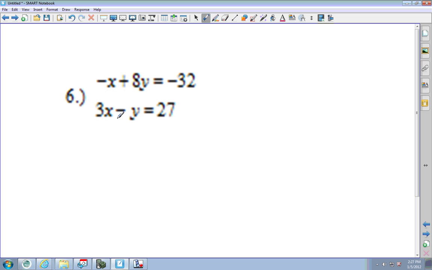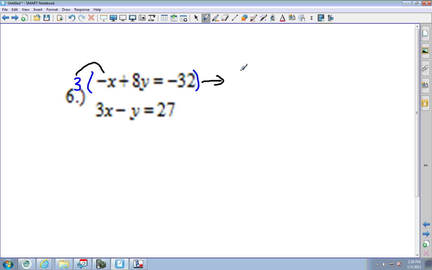What if I wanted to get rid of the y's instead? Well, this is positive, this is negative, that's good, but what number has to be the same down here? It has to be an 8, so you would multiply the bottom equation by 8. You could choose either way. I'm going to go up here. I normally tend to choose the smaller number, so I'm going to go up here, but sometimes it depends on what the problem's asking for.